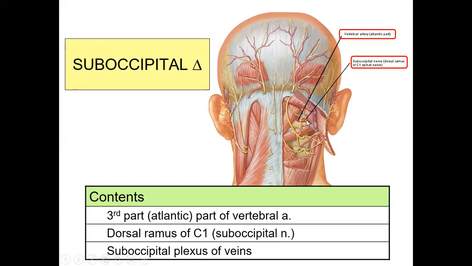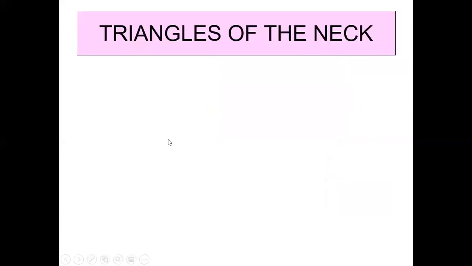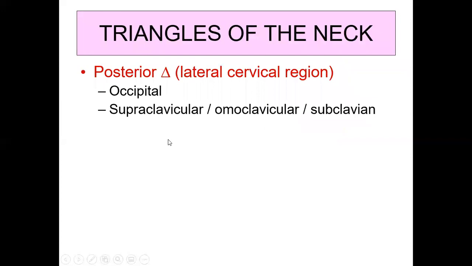You see here, this is the suboccipital nerve. And then we also have the suboccipital plexus. So these are the contents of the suboccipital triangle. Now we're going to proceed with the posterior triangle of the neck, or lateral cervical region.